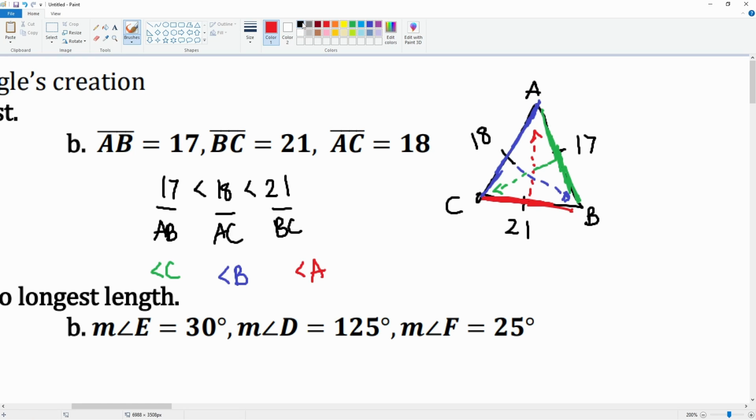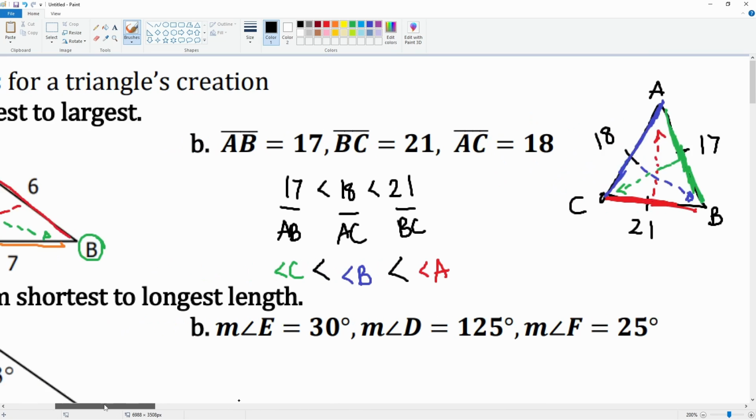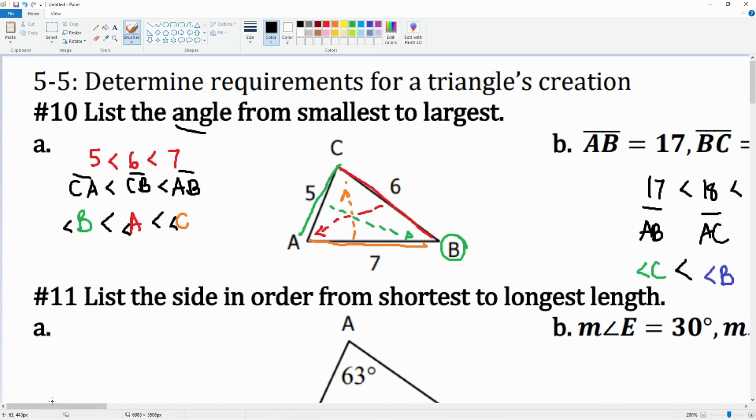Okay, so angle C is less than angle B, which is less than angle A. There you go. Make sure you draw the triangle, okay? All right, so that is how you list the angles from smallest to largest.